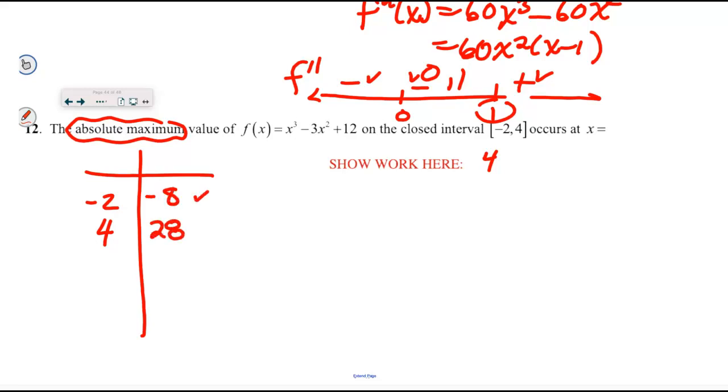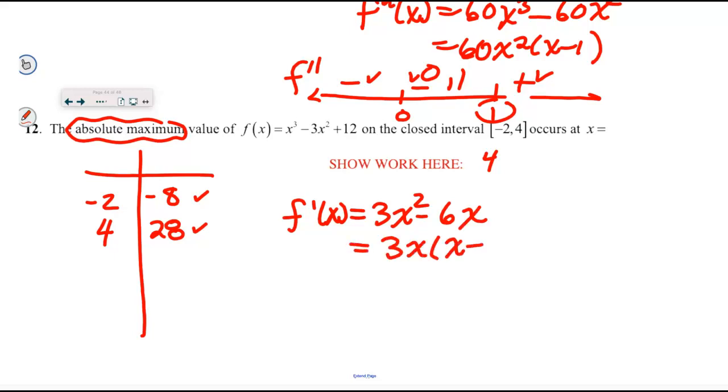This is now a candidate for absolute min. This is a candidate for absolute max. If that is the lowest it ever was, that's my min. 28 is the highest it ever was at the very end. That's my absolute max. I need to now find all those turning points, any place where the derivative equals 0 or doesn't exist, also known as my critical values. We always factor, and I end up with 2 critical values, 0 and 2.